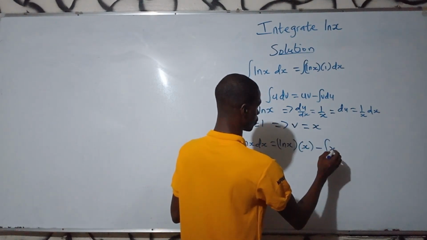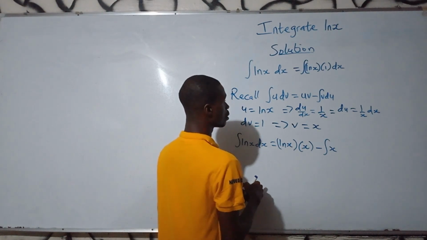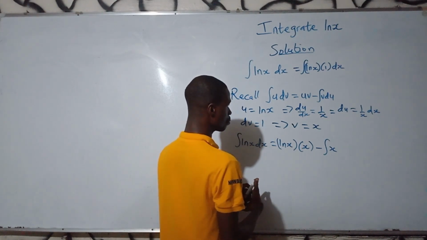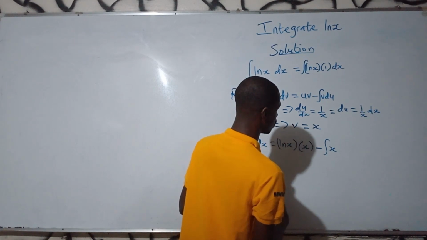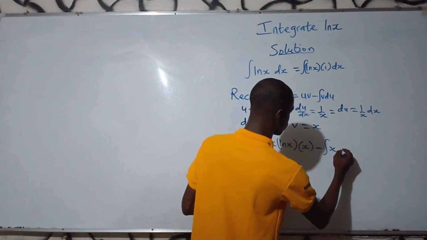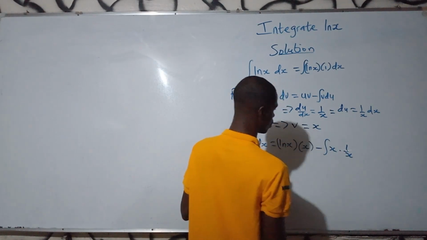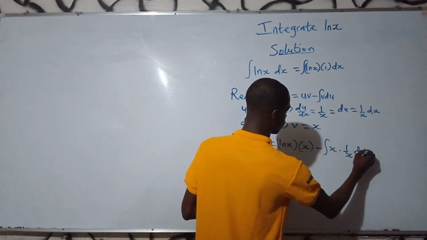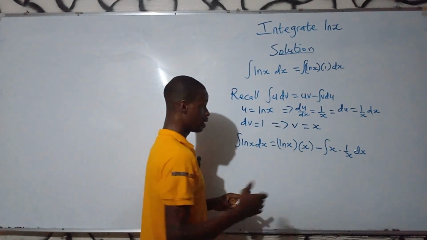Then what is our du? Our du is 1 over x. You get that now? So it's 1 over x dx. You understand? This is dx. You understand that now? So it's very, very simple.